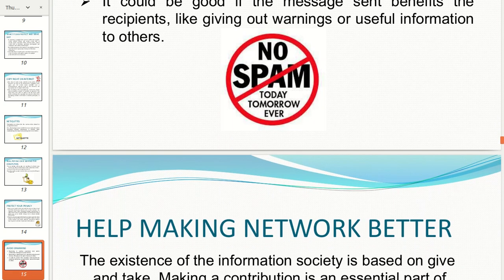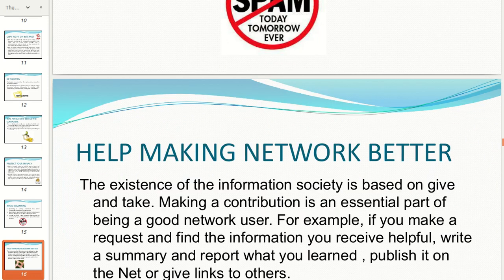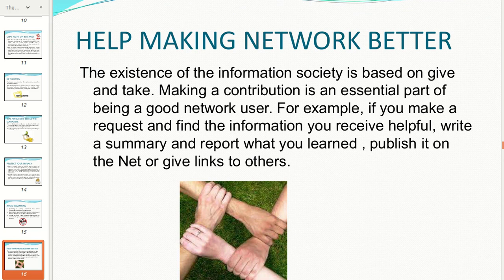Moving on, helping make the network better. The existence of an information society is based on give and take. Making a contribution is an essential part of being a good network user. For example, if you make a request and find the information you receive helpful, that is considered good network etiquette, or good computer usage.